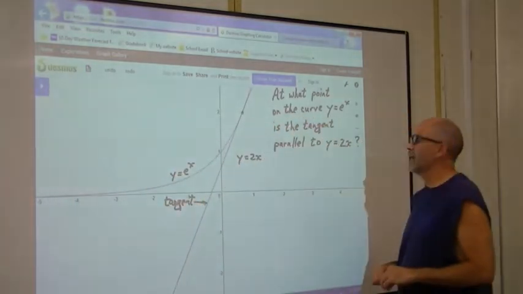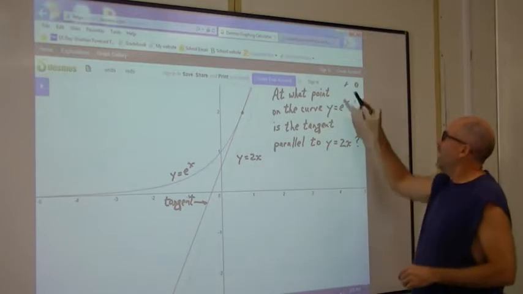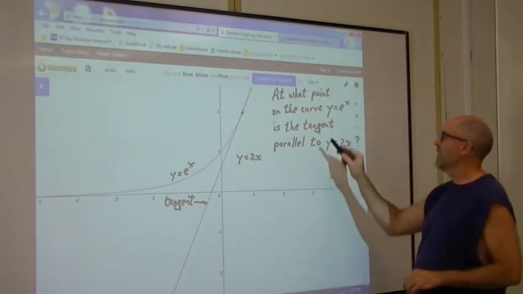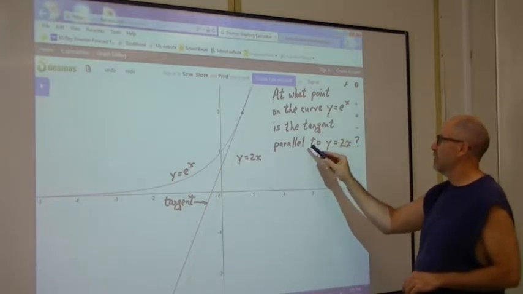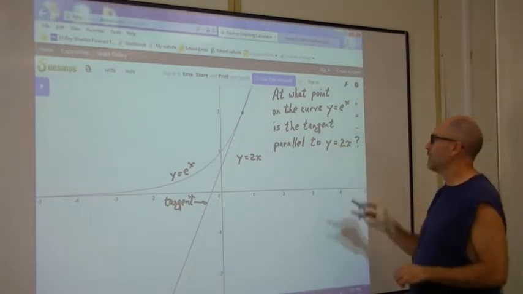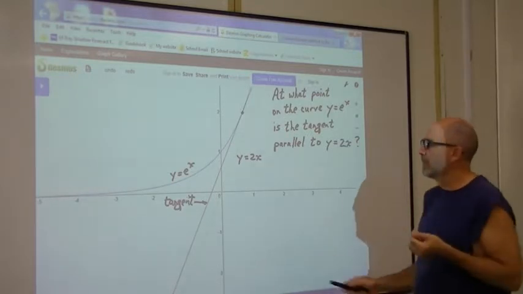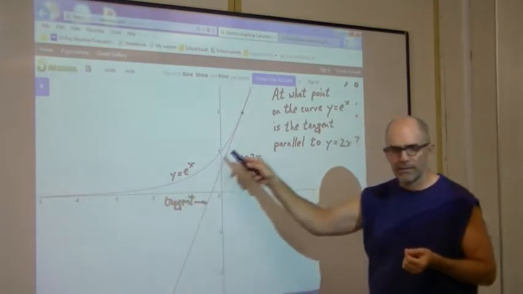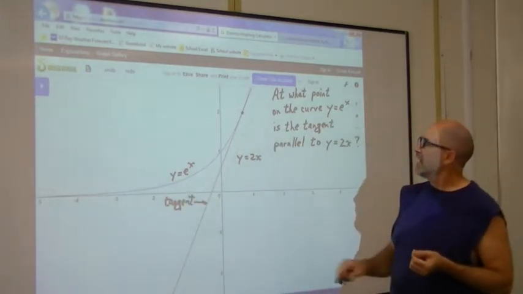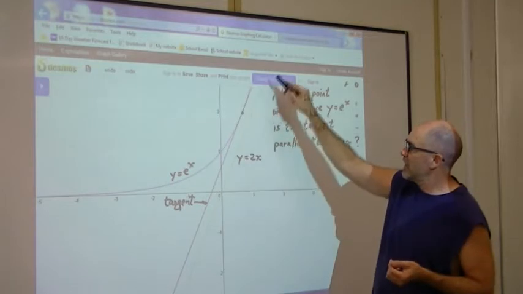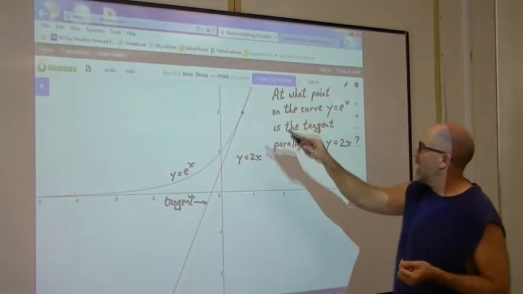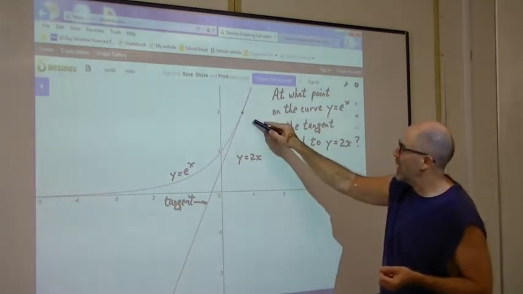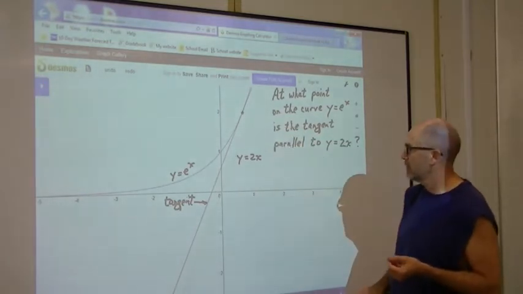Okay, here's the question. At what point on the curve y equals e to the x is the tangent parallel to y equals 2x? All right, so here's the curve y equals e to the x in purple. And here's the tangent to that curve in red that's parallel to the line y equals 2x.